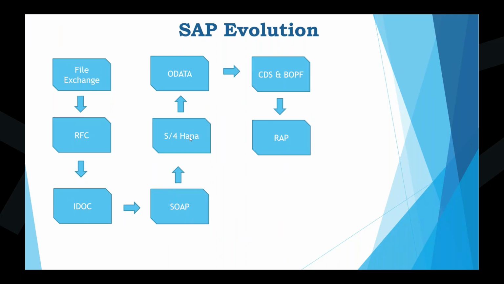So S/4HANA introduced the concept of information models. Those information models are CDS views, Core Data Services, where we create a CDS view to develop the applications. Next is the AMDP, ABAP Managed Database Procedure. And the third one is the CDS table function. This is nothing but ABAP CDS. So SAP S/4HANA is the fourth version, and whatever complexity you bring, it is going to resolve it.